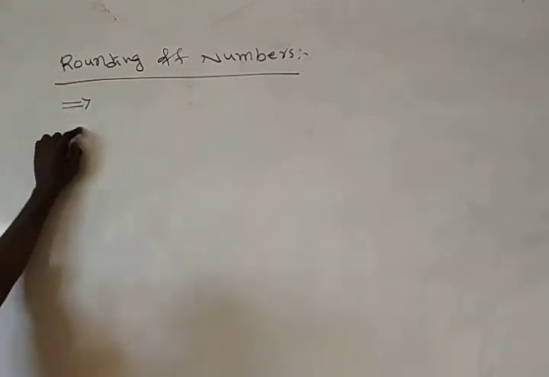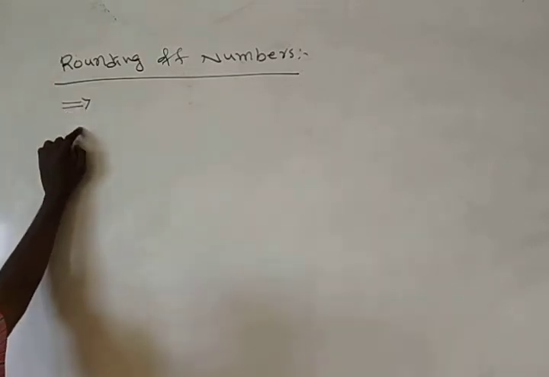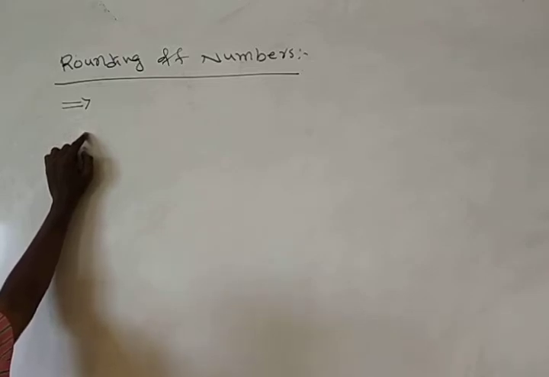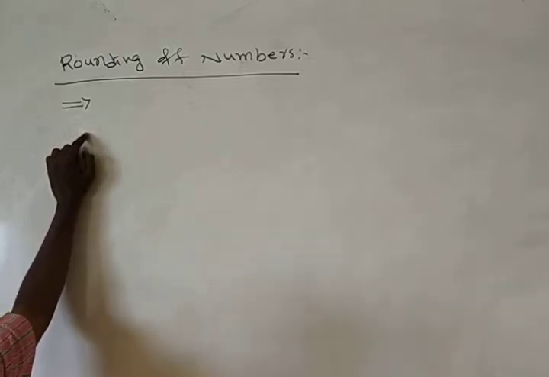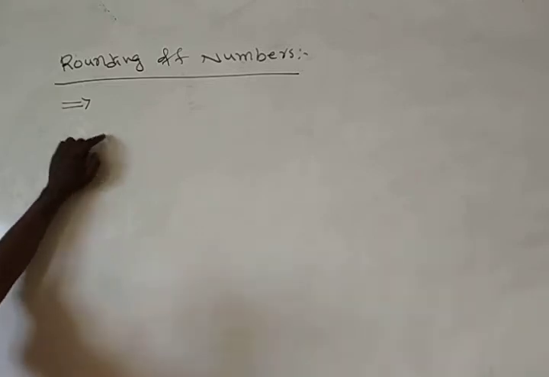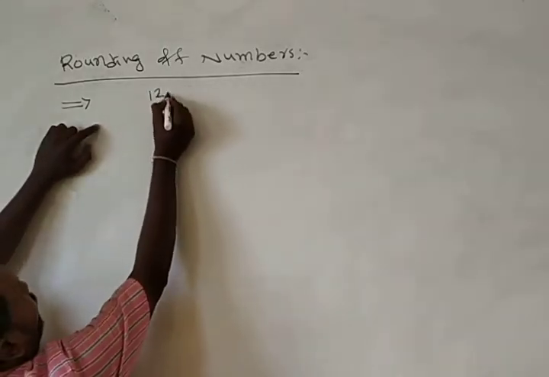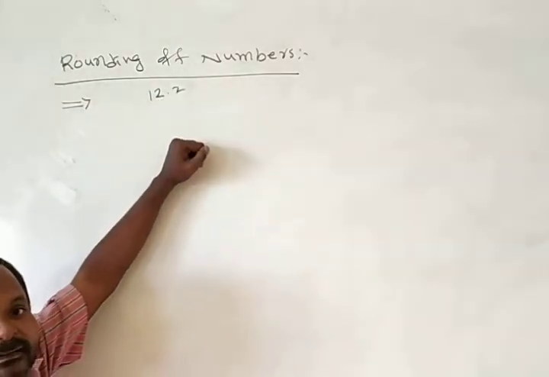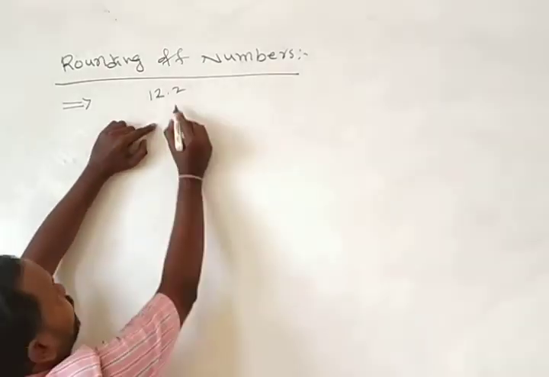If the dropped digit is less than 5, we remove that dropped number. For example, 12.2 is there. What is the meaning of dropped number? This is the dropped number.